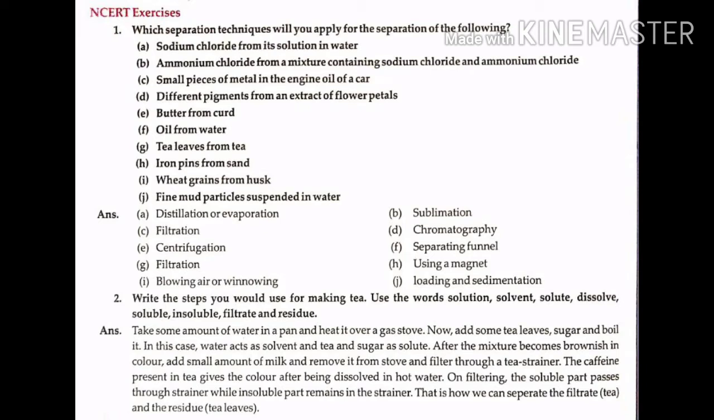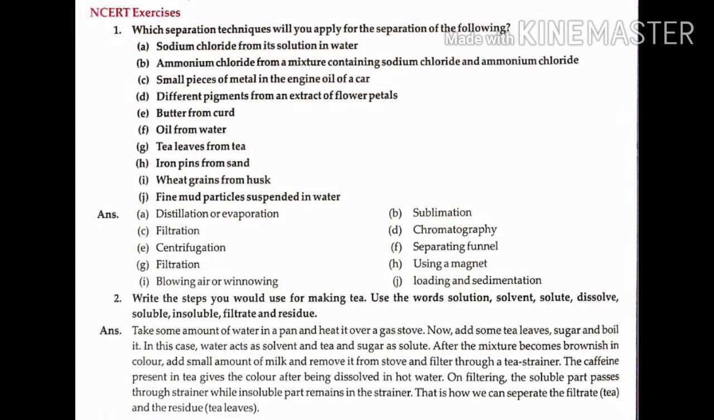C. Small pieces of metal in the engine oil of a car. D. Different pigments from an extract of flower petals. E. Butter from curd. F. Oil from water. G. Tea leaves from tea. H. Iron pins from sand. I. Wheat grains from husk. J. Fine mud particles suspended in water.